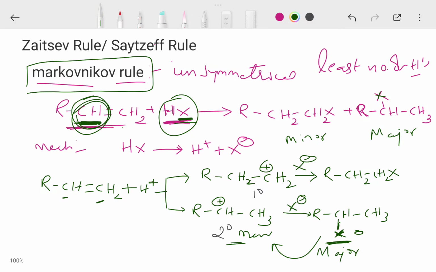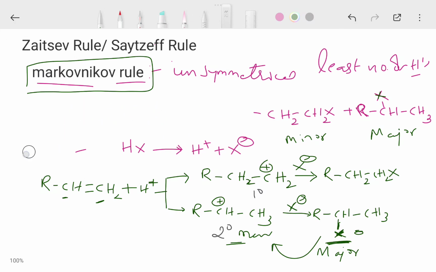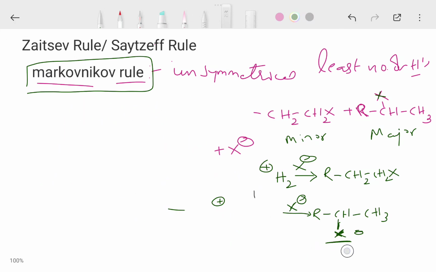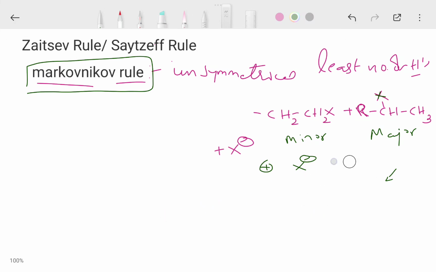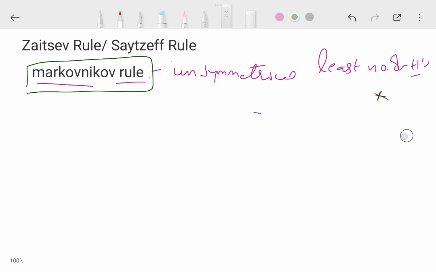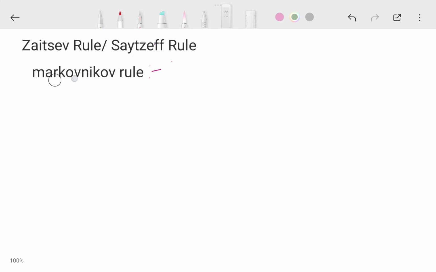For example, you can use only unsymmetrical alkenes. If you take symmetrical olefins, this rule is not applicable. This rule is applicable only for unsymmetrical olefins. For example, I can take propene.